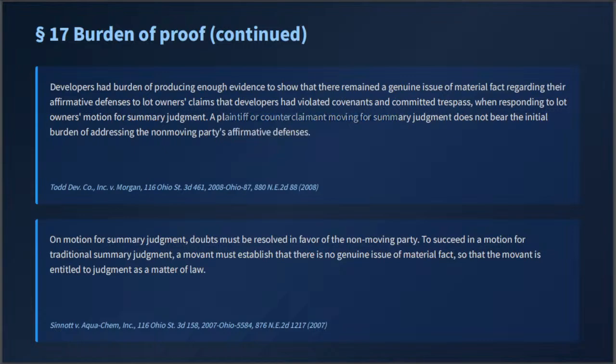A plaintiff or counterclaimant moving for summary judgment does not bear the initial burden of addressing the non-moving party's affirmative defenses. Ooh. So then we go to Sinot versus Aqua Chem, Ohio 2007. On motion for summary judgment, doubts must be resolved in favor of the non-moving party. To succeed in a motion for traditional summary judgment, a movement must establish that there is no genuine issue of material fact, so that the movement is entitled to judgment as a matter of law. So, a common theme we've seen repeated over and over.